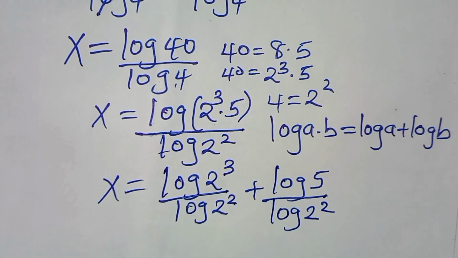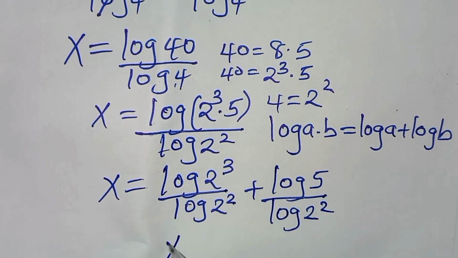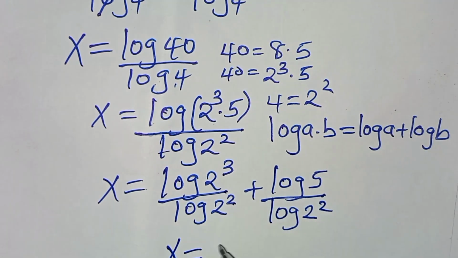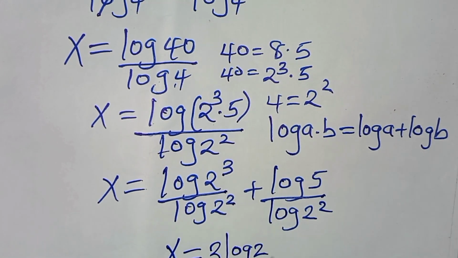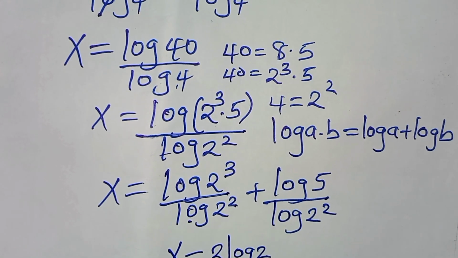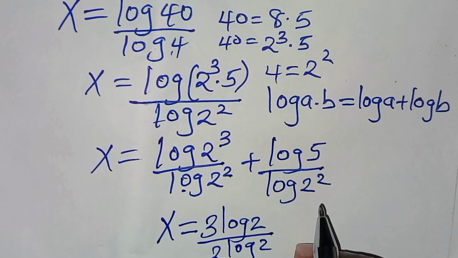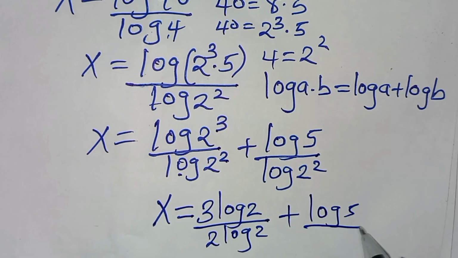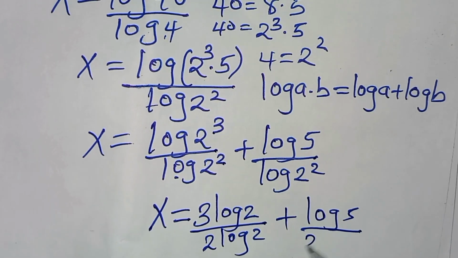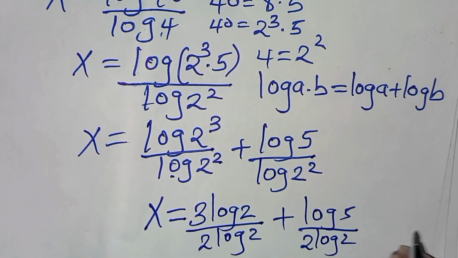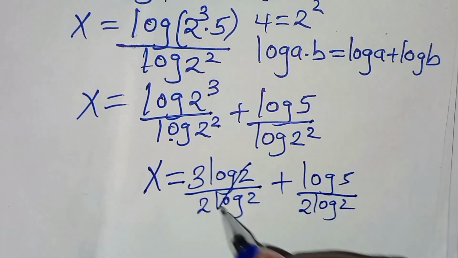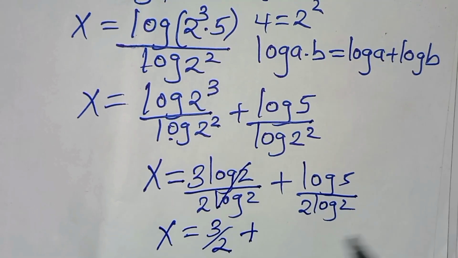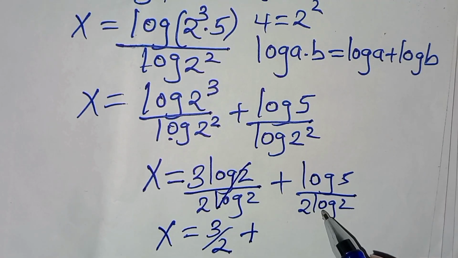Now the next step here, we'll have that x is equal to, now log 2 to power 3, applying the power rule property, this becomes 3 log 2 divided by log 2 to power 2, which is 2 log 2, plus, now we have log 5 divided by log 2 to power 2, which is 2 log 2. Now let's simplify here. So that x is equal to 3 over 2 plus, now we have log 5 divided by 2 log 2.